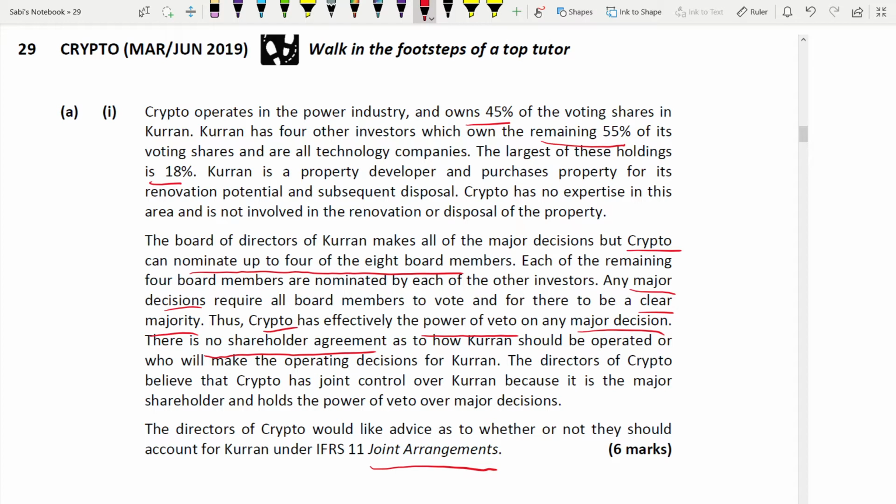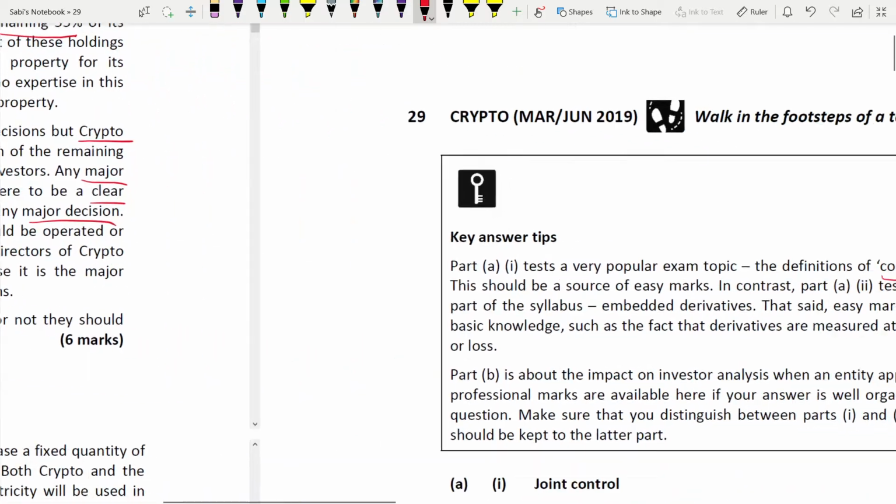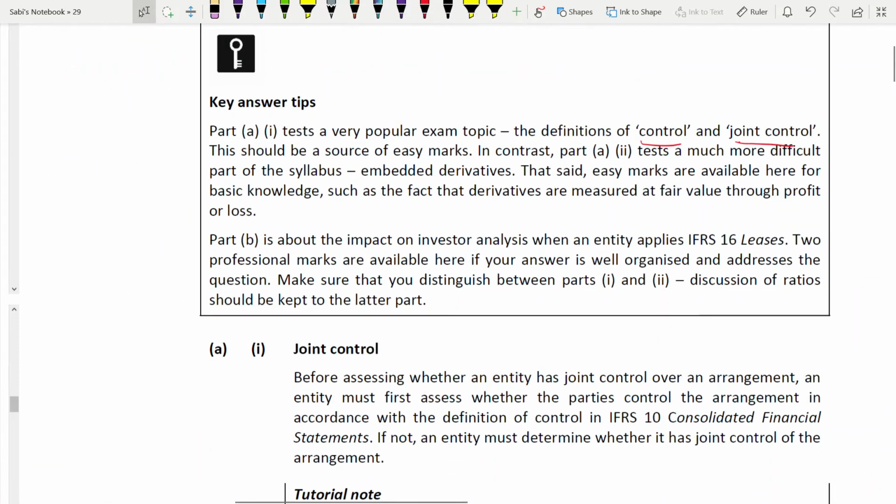Now you have to say whether they have the joint control or not, because they said that since crypto has a power of veto over major decisions, that's why they are concluding that this is a joint control under IFRS 11. Now you have to say whether it's a joint control or not. Okay, so these were the steps I've showed you. Now let's look at the answer.